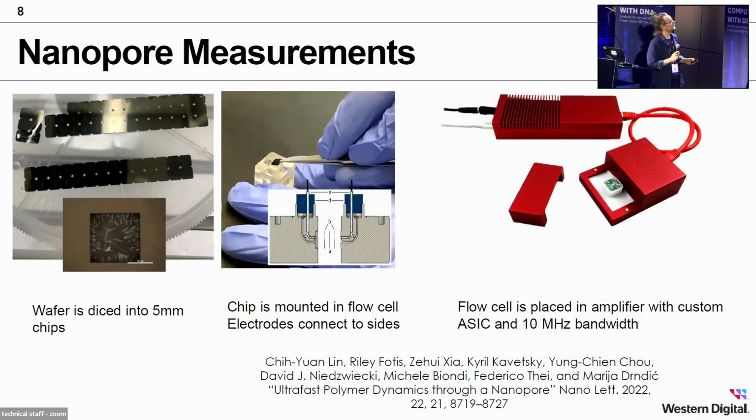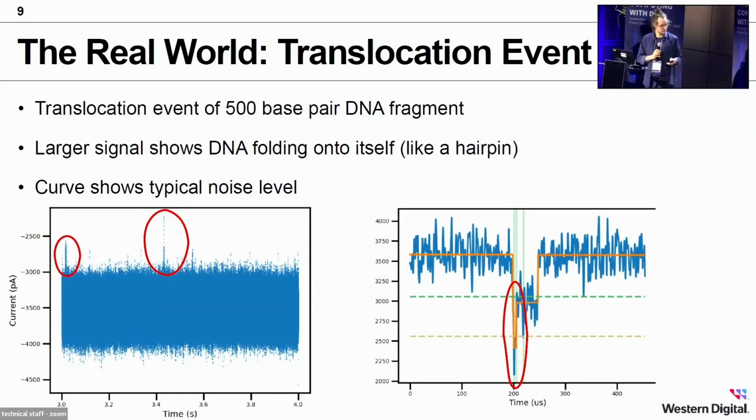So then you take your pore. You put it in a flow cell. It's very manual. You pipe in the solutions you want to test, and you put it in an amplifier, and you measure. And this is fairly slow. It's a lot of manual work there. What you get then is a lot of noise, and now and then you get individual spikes that indicate your DNA translocation events.